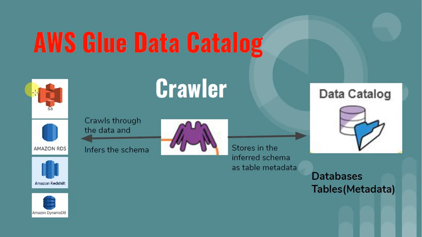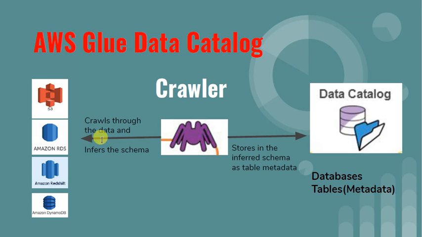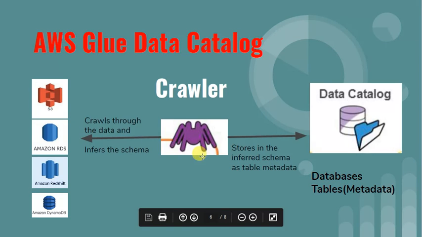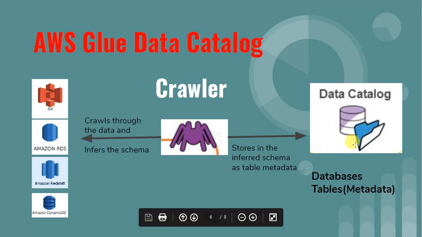I just gave you an example of S3, but this can be any data store, like RDS, Redshift, DynamoDB. So this is called a data store. As I explained, the Glue crawler is the one which crawls through the data, infers the schema, and stores the metadata into the Glue catalog. So these are the three main concepts: data stores, crawler, and data catalog. In my next video, I'll explain how exactly the crawler runs, how to connect the crawler to a data store, and how to create a database and tables. So this is the first point about AWS Glue.